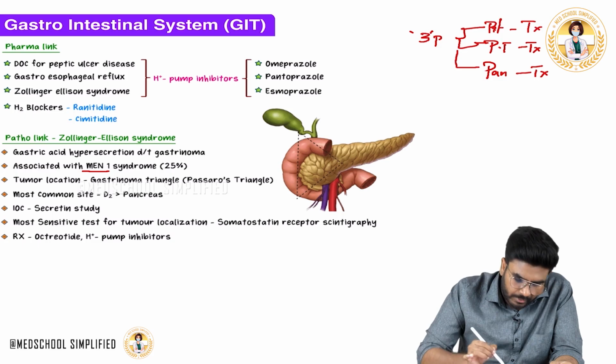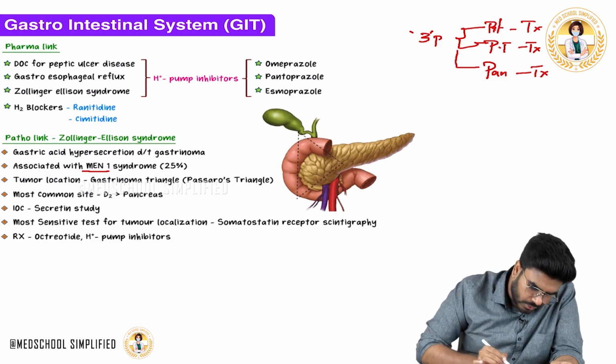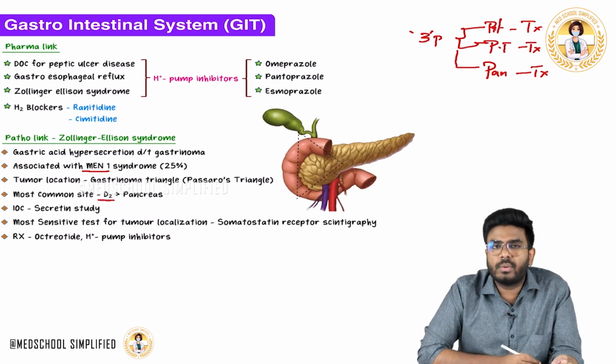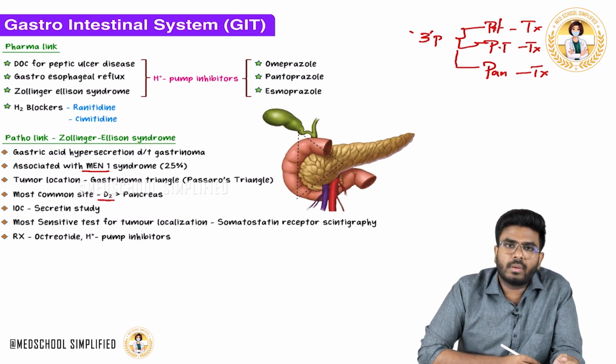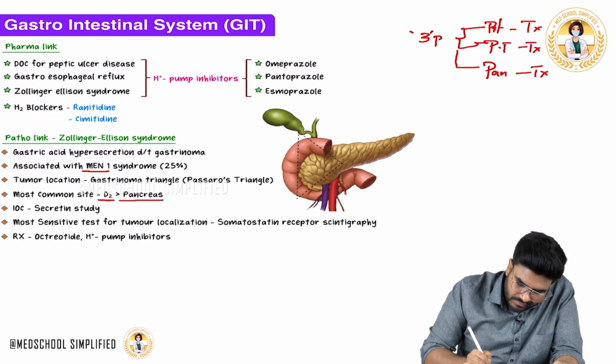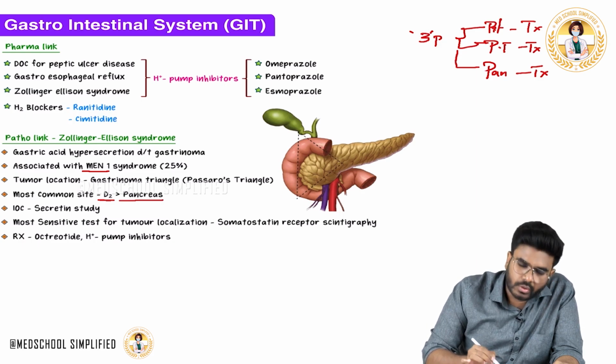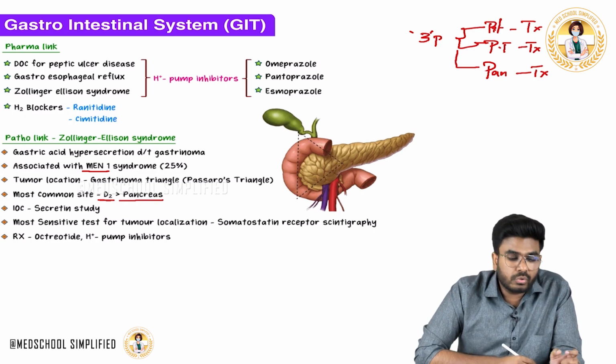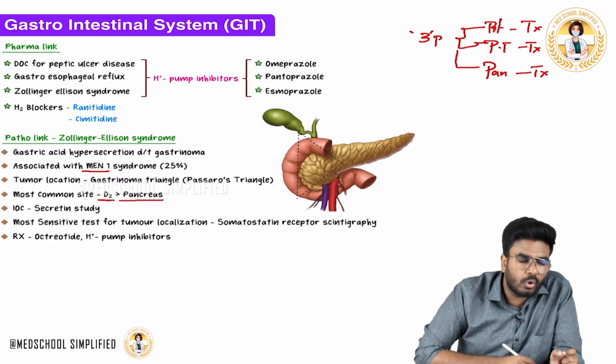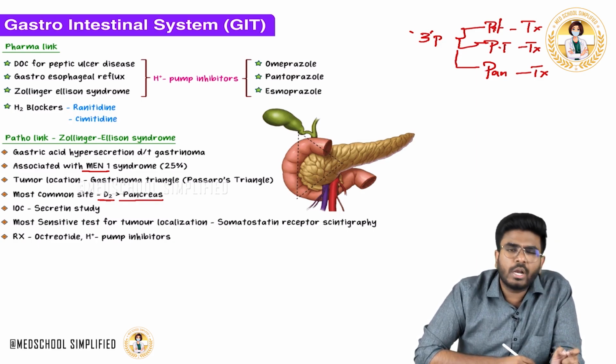Okay. Most of the time, they will be located in this triangle, and most commonly in the duodenum part 2. So most of the time these gastrinomas are present in the duodenum part 2, followed by the pancreas. So somewhere in this region you are going to have these gastrinomas. And if you want to localize the tumor, it's very hard. Okay, it's such a small tumor.